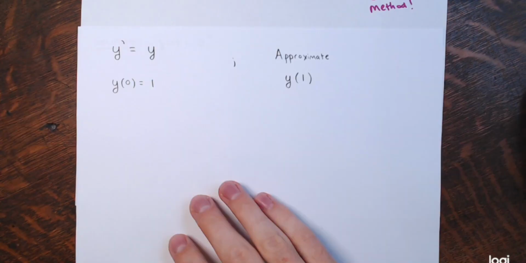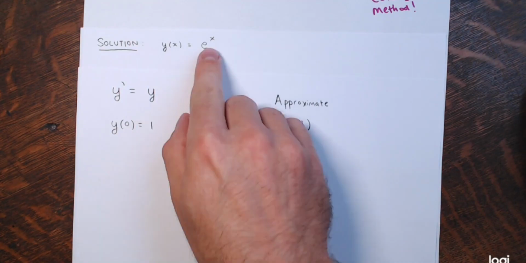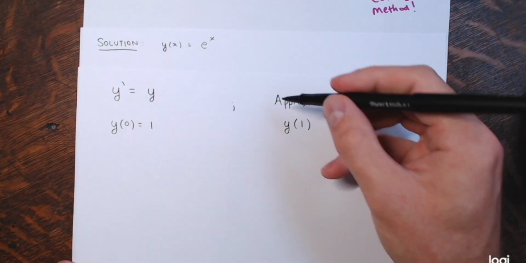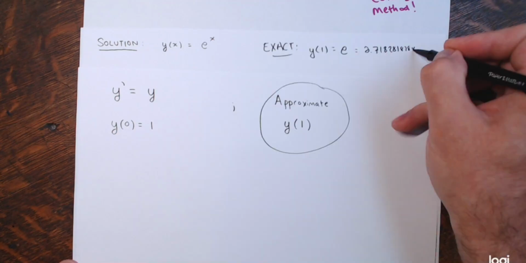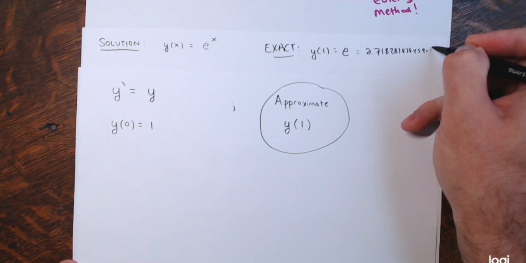The y prime equals y, and y of 0 equals 1. The solution of this initial value problem is y equals e to the x. And I'm asked to approximate y of 1. Now the exact answer would simply just be y of 1 equals e, right, which is equal to 2.7182818459045, right? So there's the exact answer.